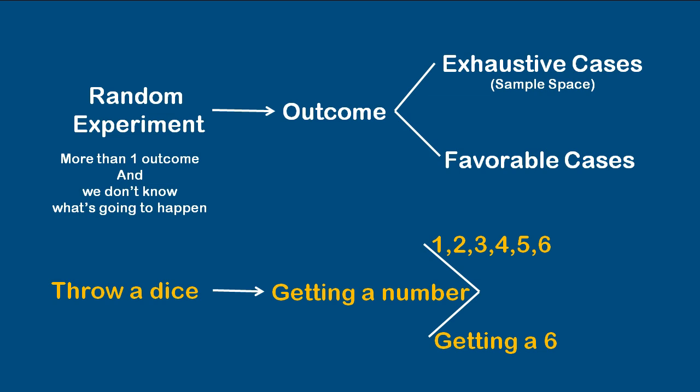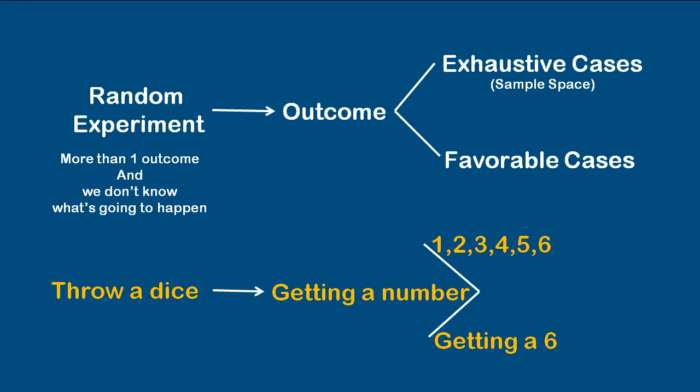You got it? So we discussed a random experiment, which has more than one outcome and we do not know what's going to happen. That means I cannot exactly predict what's going to happen when I do the random experiment, because randomness has to be there. If I can predict things, it's no longer random. As an example, throwing a dice is a random experiment. Outcome means getting a number itself is an outcome when we throw a dice.